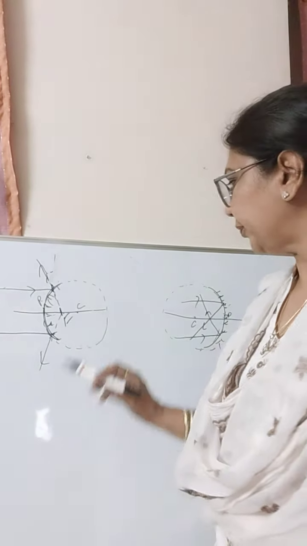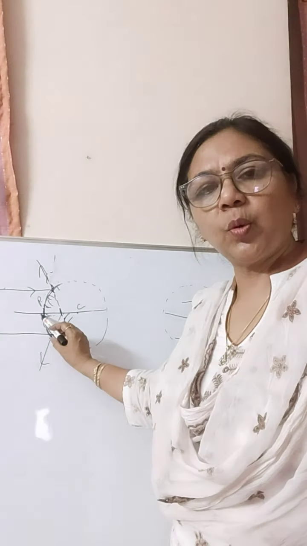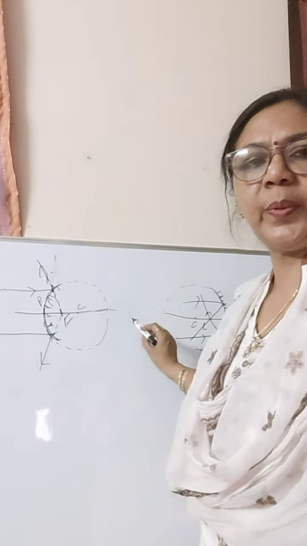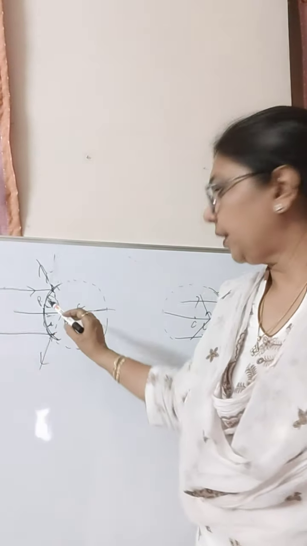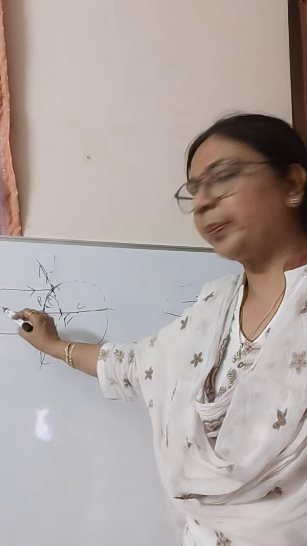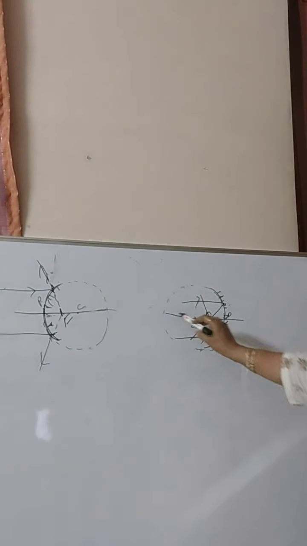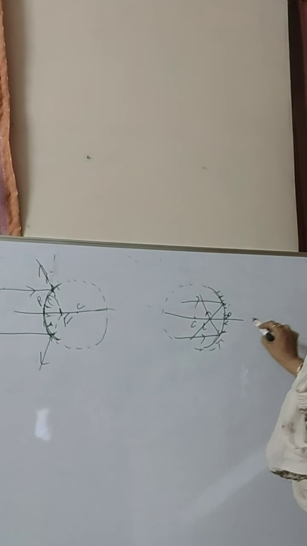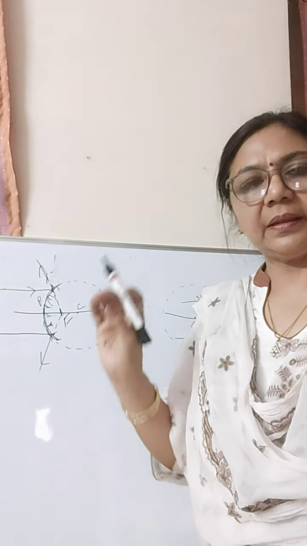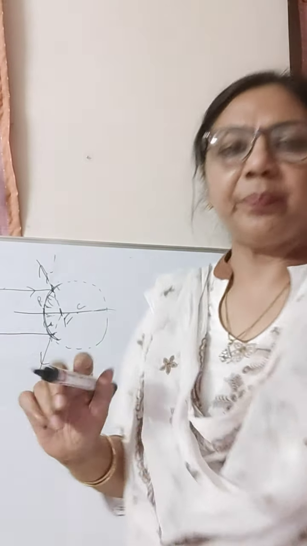Now the third term is a line. If we join the center of curvature with the pole, it is a continuous line. This line is called the principal axis, which passes through the center of curvature and the pole and is perpendicular to the surface. Here also this line is the principal axis. In 2 dimensions we can see it like this, but remember that it is in 3 dimensions and it is an imaginary line. We cannot see it like this.